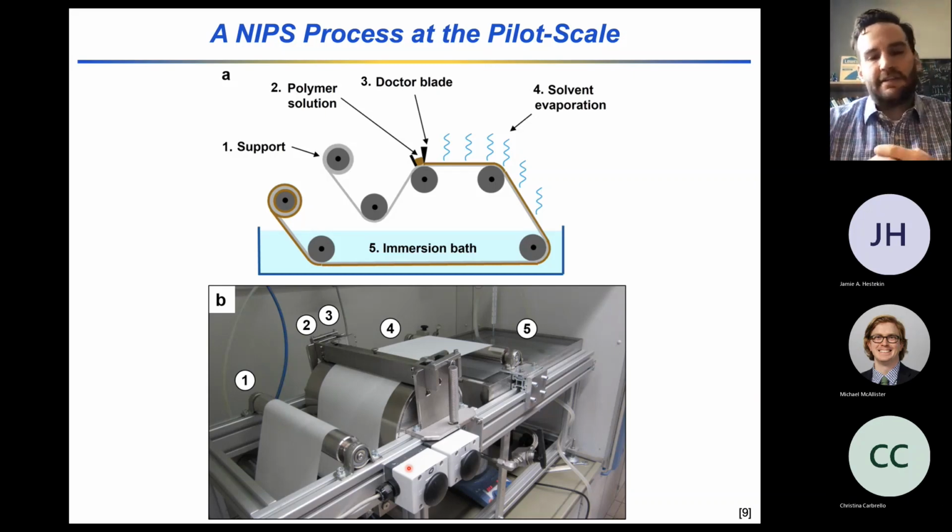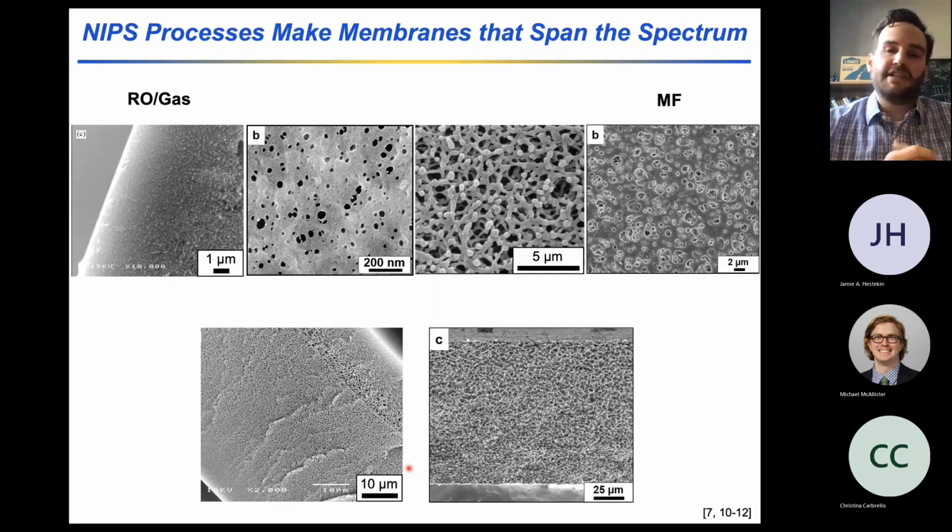And even though it's got this capability to create large areas of membrane, by modulating the formulation of the casting solution, the evaporation process, the non-solvent identity, and maybe some post-treatment, you're able to create a rich array of nanostructures or microstructures using the technique. And so along the top of this slide here, what I show is top surface, or I guess cross-sectional SEMs in the case of the RO and gas membrane, but top surface SEMs for these three here.